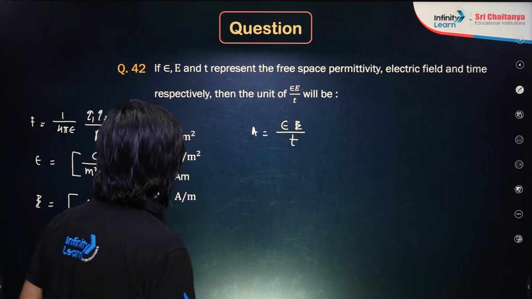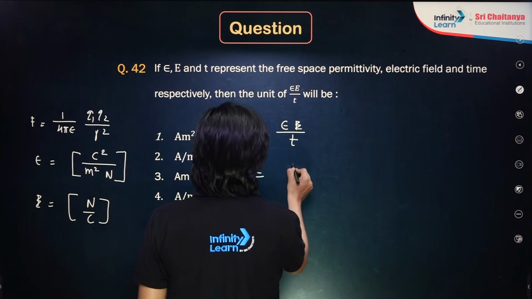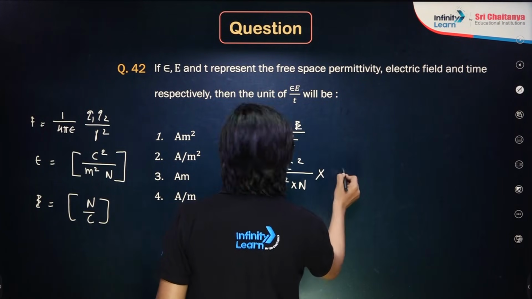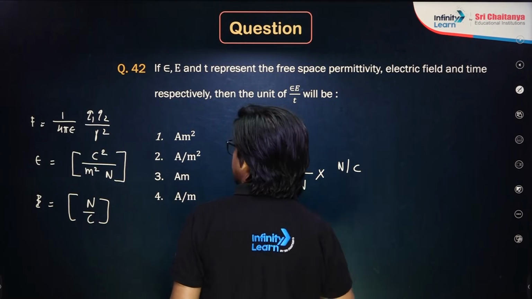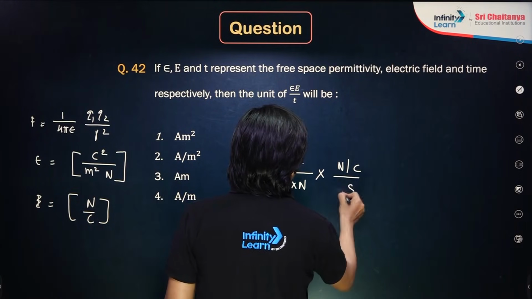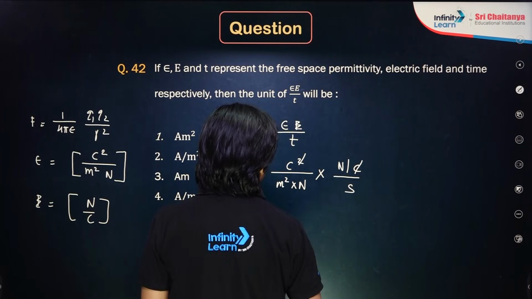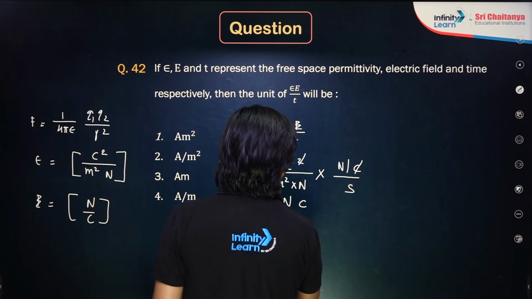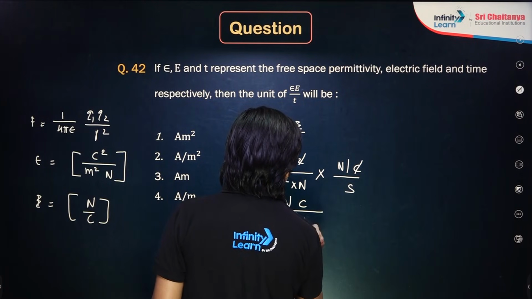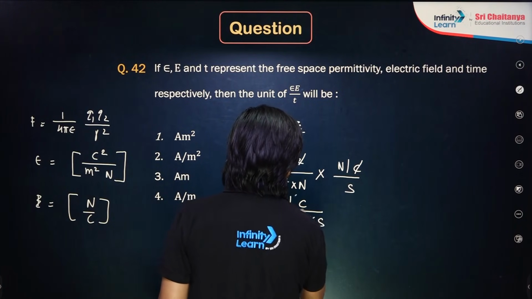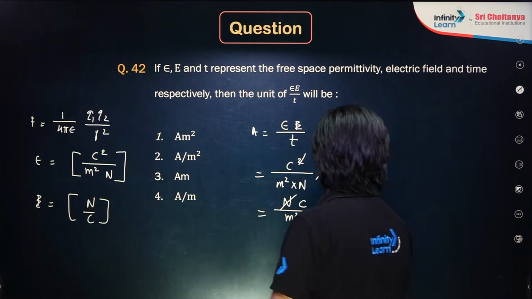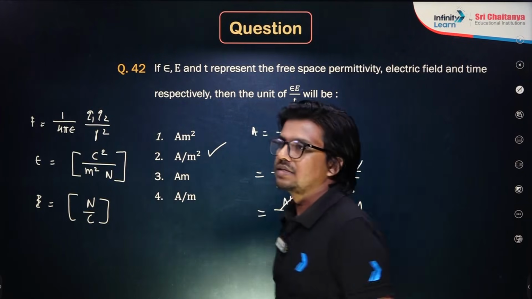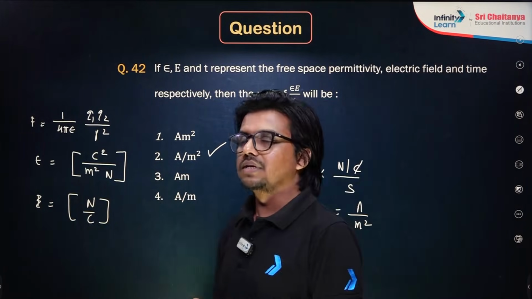What is this T? T is the time. So now I can replace C square divided by M square into N, in place of electric field you write N by C, and in place of time you write second. One power of C is cancelled out. What you are left with is Newton into coulomb divided by meter square divided by Newton divided by second. Newton and Newton cancel out. Now coulomb per second, that is ampere. So ampere per meter square is the unit of this given physical quantity.